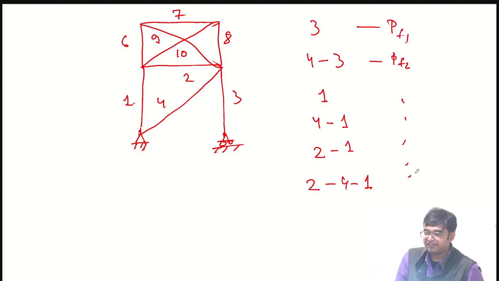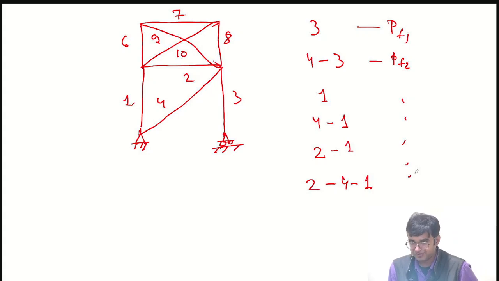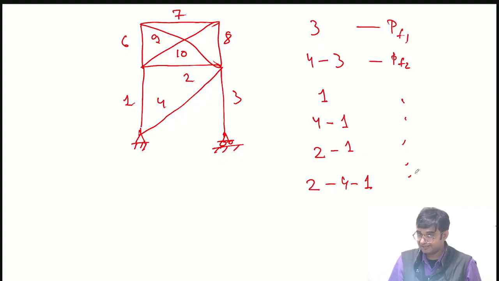So identifying the failure paths becomes very, very important. If you miss one path, you will start underestimating, which is bad. You can overestimate but not underestimate. So if you underestimate, that is bad. So that's a limitation of fault tree.